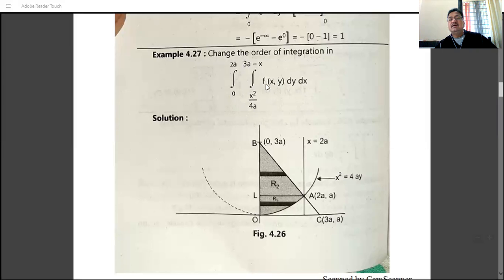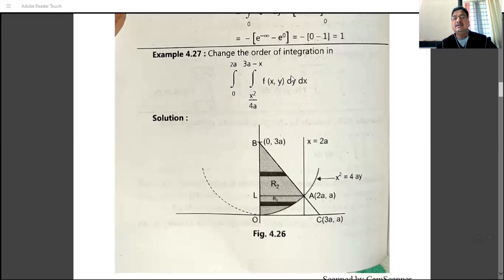So the function is not given. f(x,y) is just given; that is the function. A particular function is not given, because in order to change the order of integration, the function, the integrand, is not necessary. So we just have to change the order, and this is the limit in terms of x, and this is on y. So y runs from this to this, and x runs from this to this.